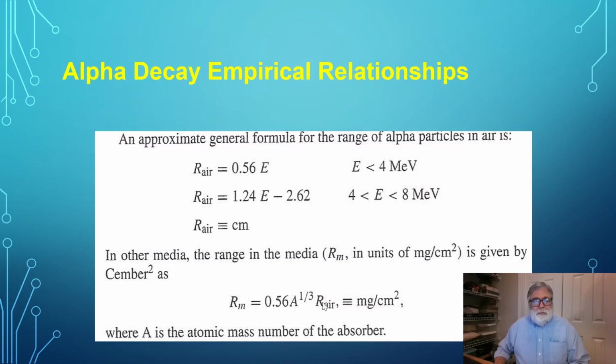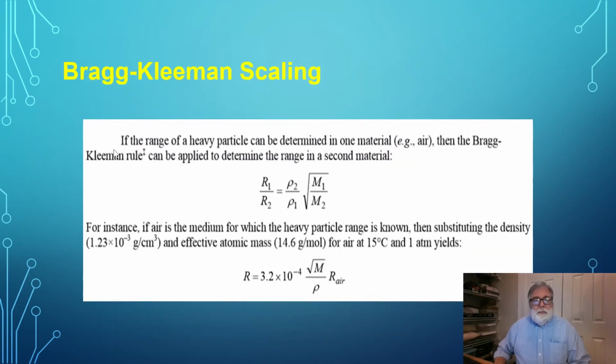That's one relationship. Another that's well known is the Bragg-Kleeman scaling formula, and here it is on this slide. If we know the range in some medium R2, and we want to find the range in some other medium R1, they are related through the mass densities and the effective mass numbers.